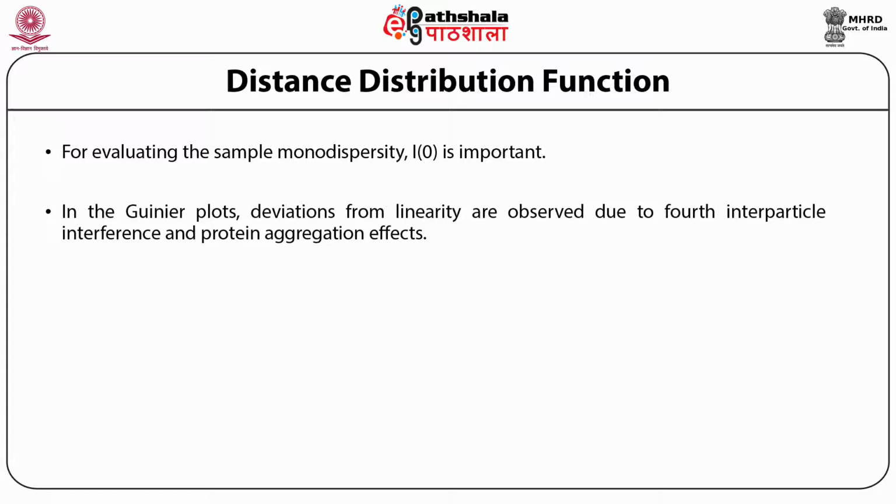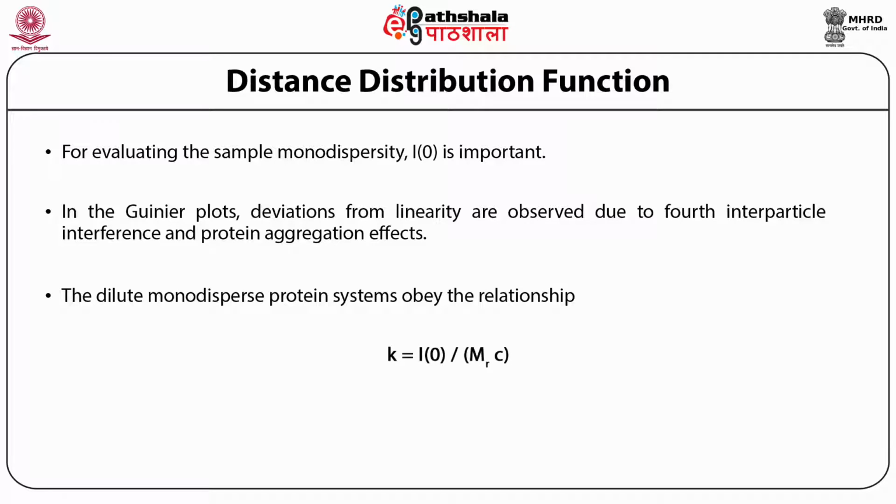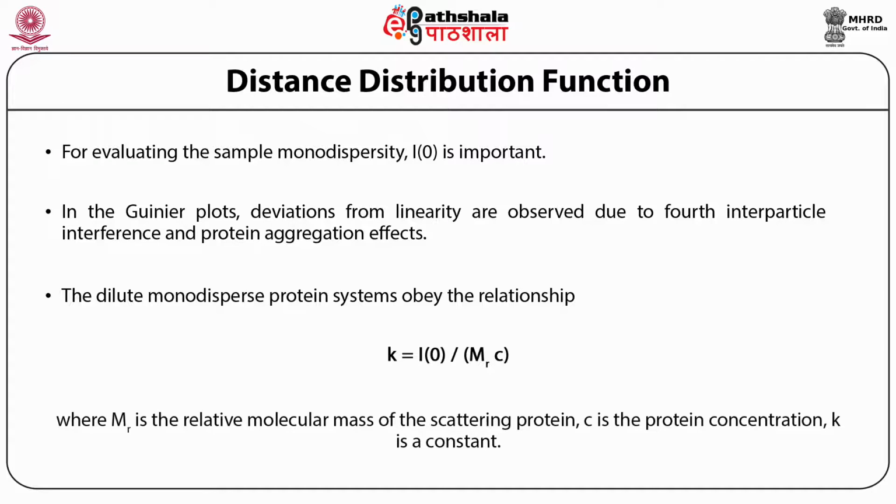In the Guinier plot, deviations from linearity are observed due to interparticle interference and protein aggregation effects. Dilute monodisperse protein systems obey the relationship K = I0 / (Mr × C). Mr is the relative molecular mass of the scattering protein, and C is the concentration of the protein in mg per ml.